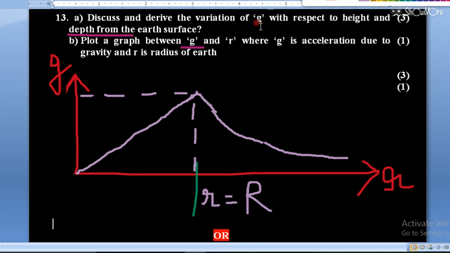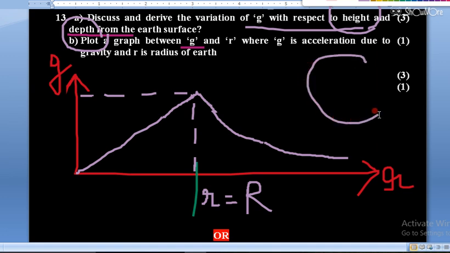Discuss the derivation of variation of g with respect to height and depth. In both cases the value of g will decrease. For the height case the derivation is easy. For the depth case the derivation is a little bit complex, because you have to take the concept of remaining mass. When you move inside the earth, you have to take this portion, and then you have to take this mass. So it was a little bit time consuming or long question.